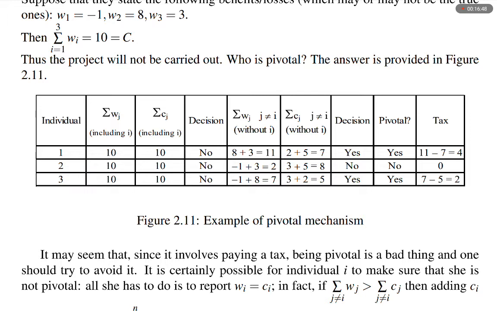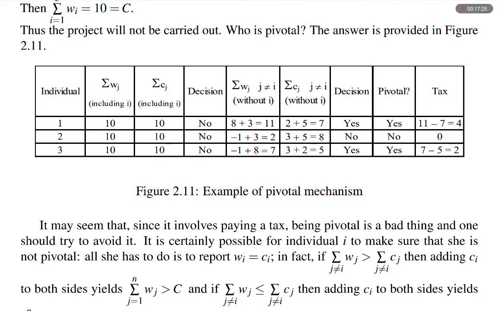The sum of W sub j, where j not equal to I without I, is negative 1 plus 3 equals 2 for individual 2. The sum of C sub j, where j not equal to I without I, is 3 plus 5 equals 8. Decision, no. Pivotal, no. Tax, 0.